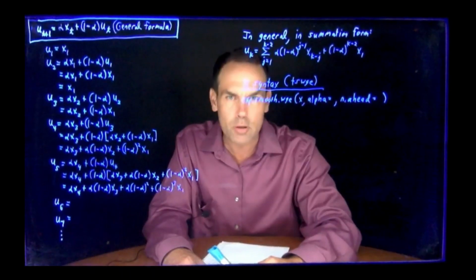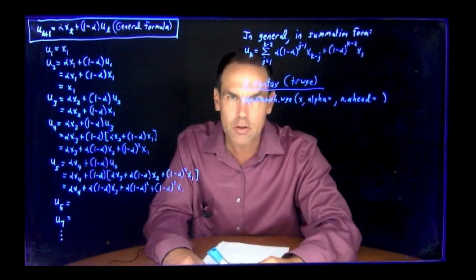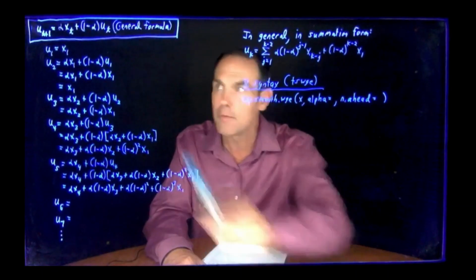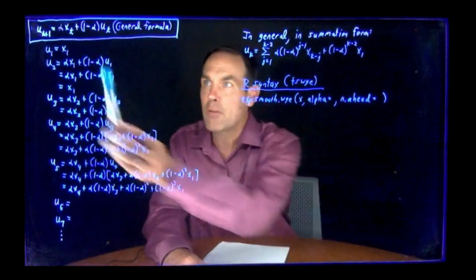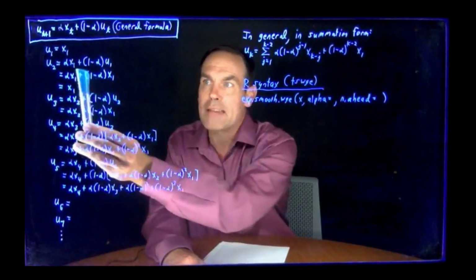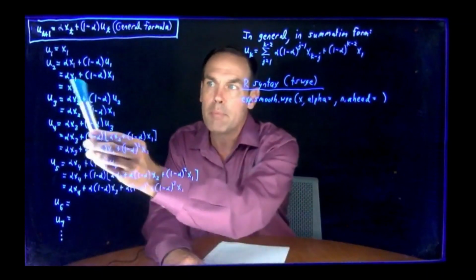Well, let's go to u sub 2. Recall that 2 in this form inherently has a t plus 1 in it. So 2 equals t plus 1 from here. That means that t equals 1. So everywhere you see a t, replace it with 1. That gives me alpha times x1 plus 1 minus alpha times u1.